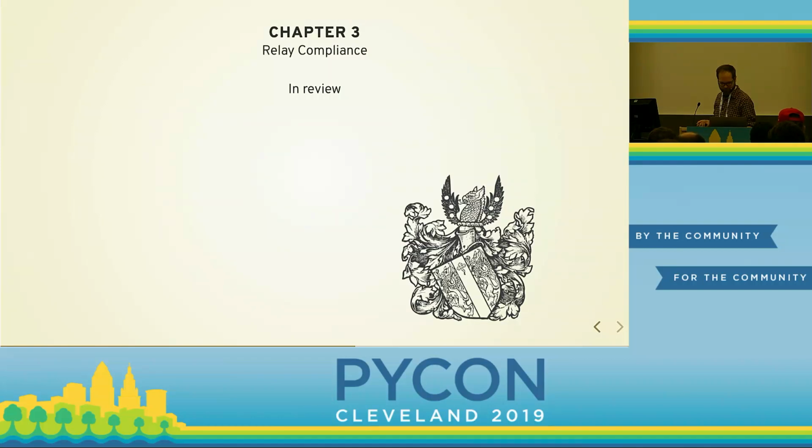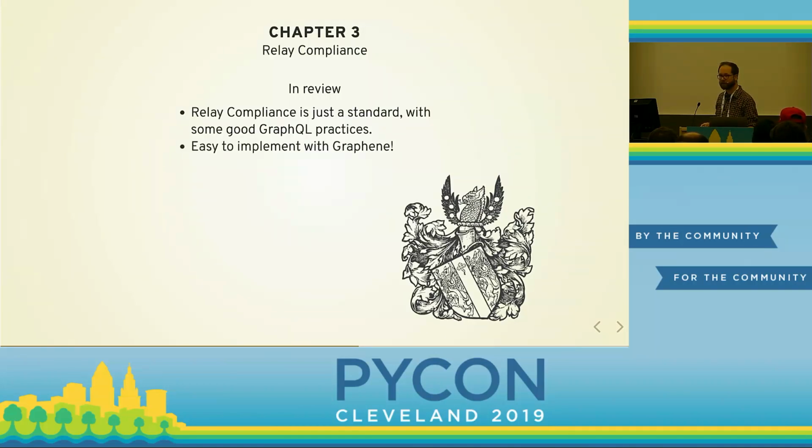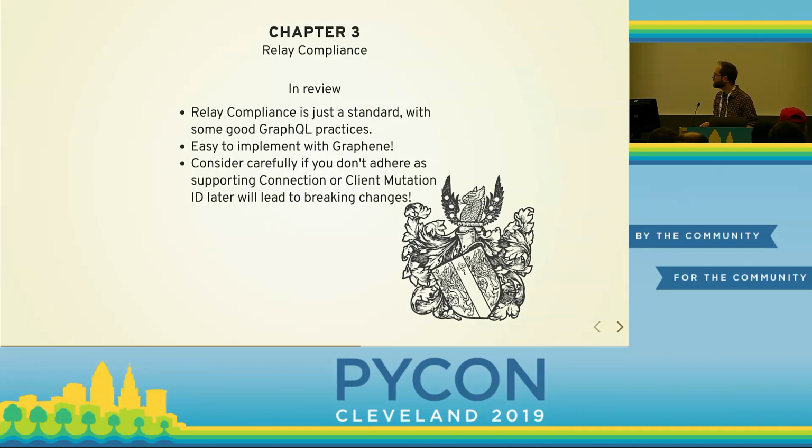So to sum up, Relay compliance is just a standard with some good GraphQL practices. It's pretty easy to implement with Graphene. And you might want to consider carefully if you don't want to adhere, because adding connections or client mutation ID later will be breaking changes for your API.